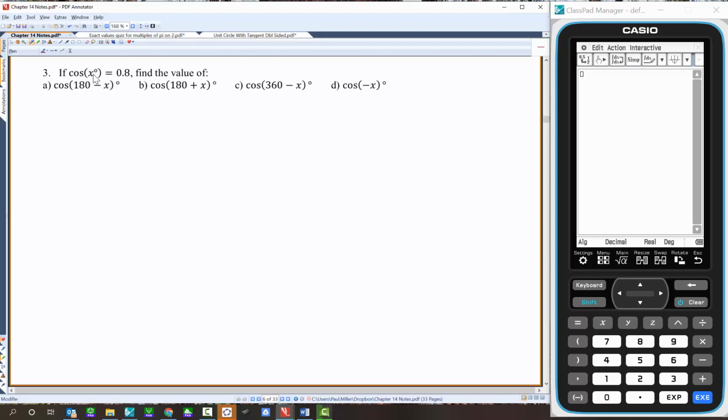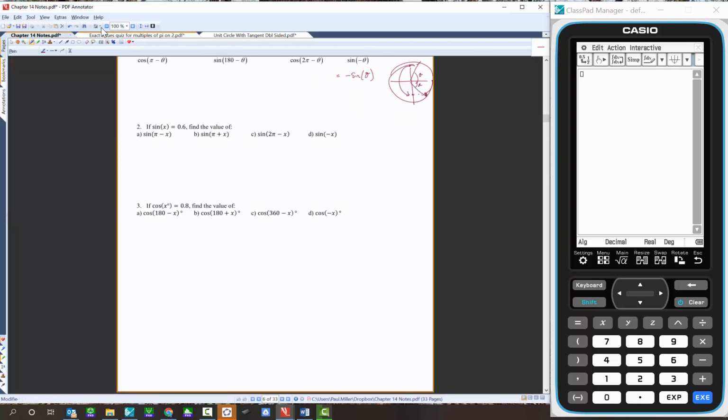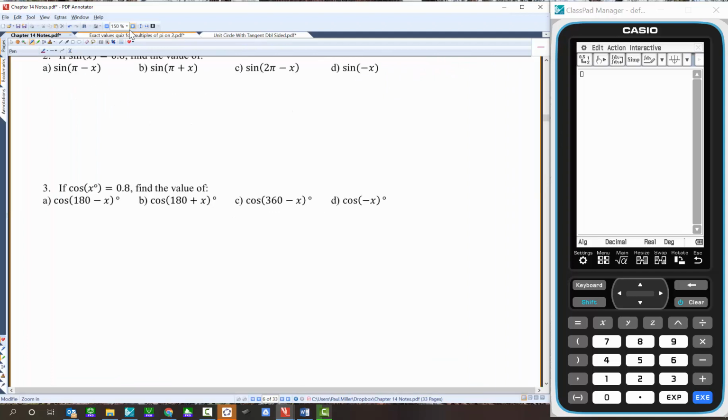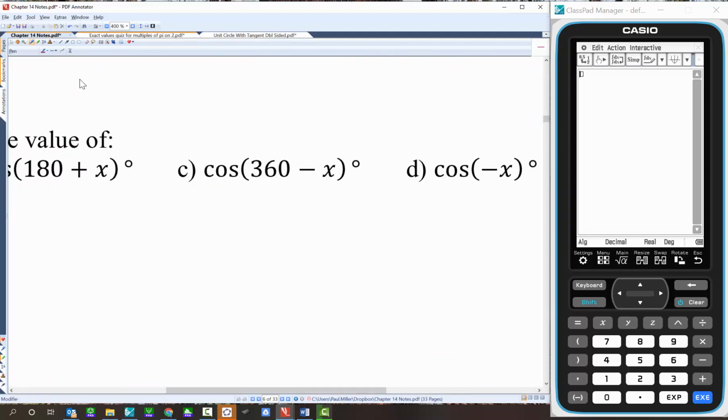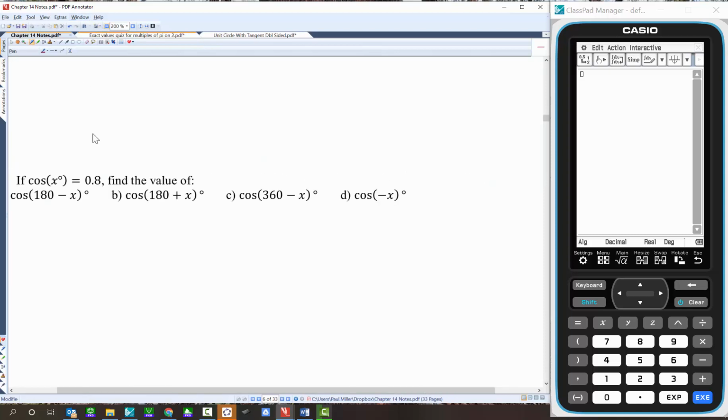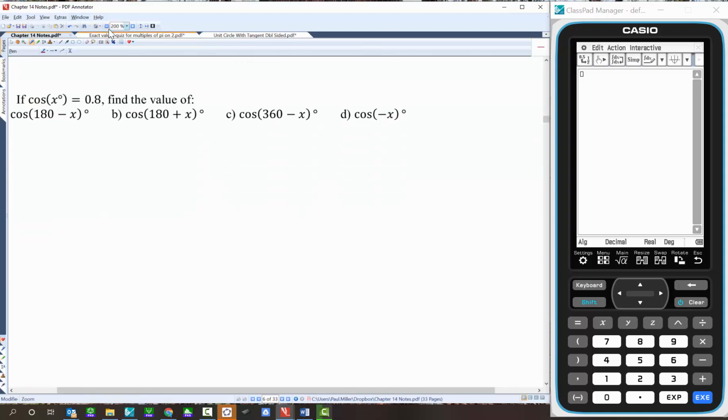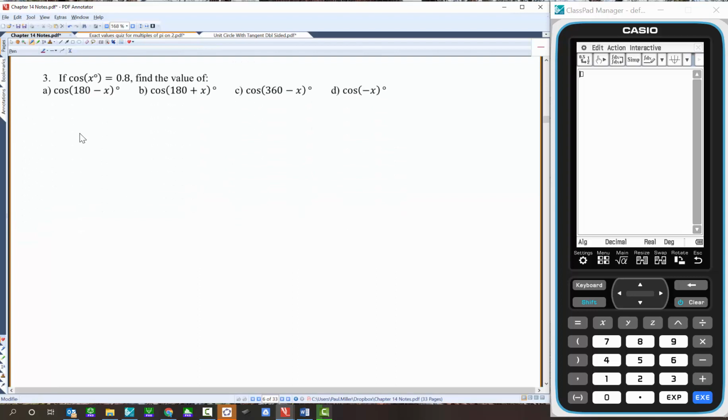All right, so we know that the cosine of x is equal to 0.8. Find the value of. Okay, so I'd encourage you to use unit circles, but I'm going to work these ones out using what I call my crappy unit circle. Okay, so here it is. Here's my crappy unit circle, and I'm starting at 180 and I'm rocking back negative x, where the cosine is 0.8. So let's just roughly draw what that might look like.